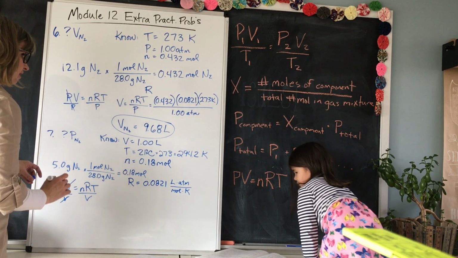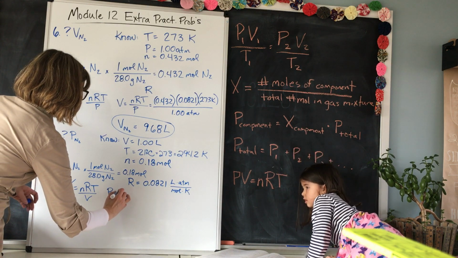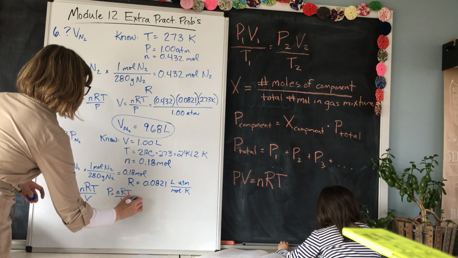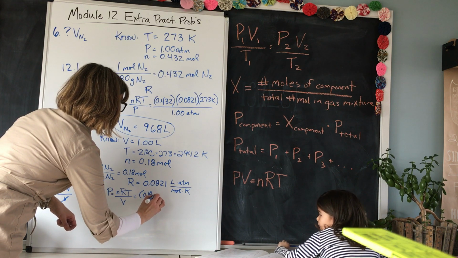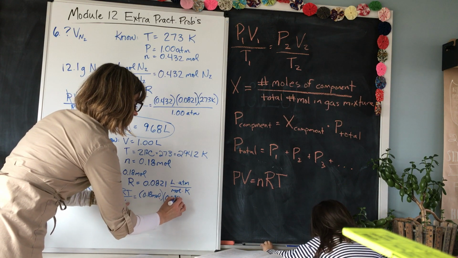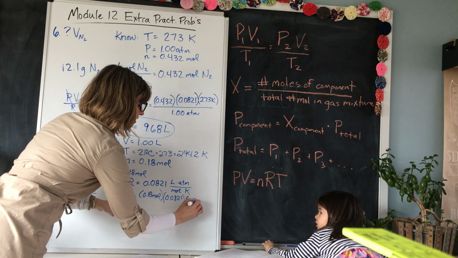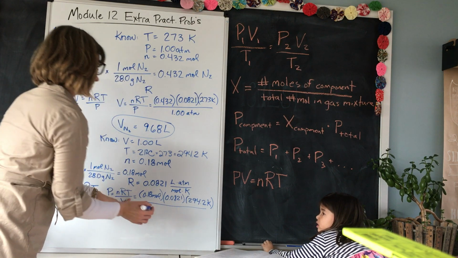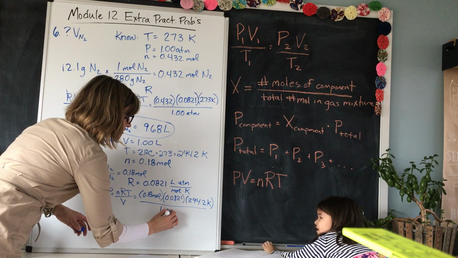The V's cancel out. And so P will equal nRT divided by V. So we've got 0.18 moles for n times R, which is 0.0821, times temperature, which is 294.2 Kelvin, divided by the volume, which was 1.00 L.